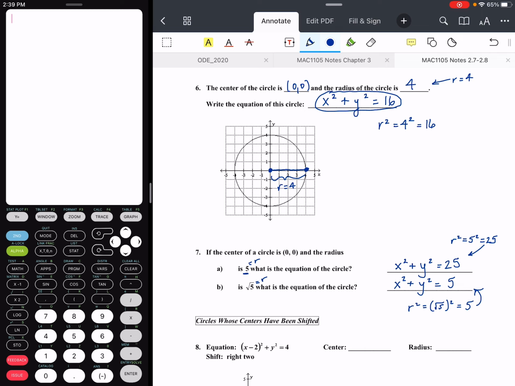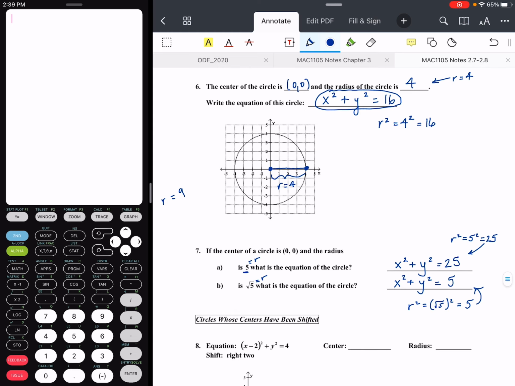One common mistake I see here is people go the wrong direction, especially if you have a radius of 9, let's say, where it's a perfect square. Sometimes I see x squared plus y squared equals 3, when it should really be x squared plus y squared equals 81. Really pay attention to what your radius is and make sure that you're squaring the radius in the equation.